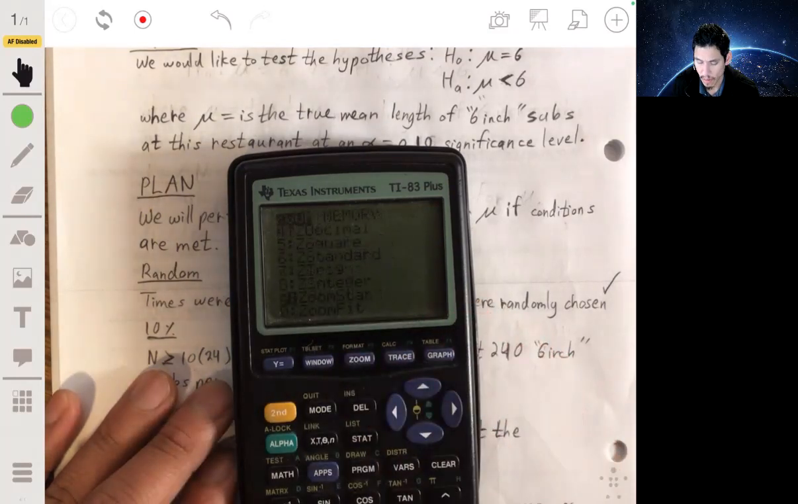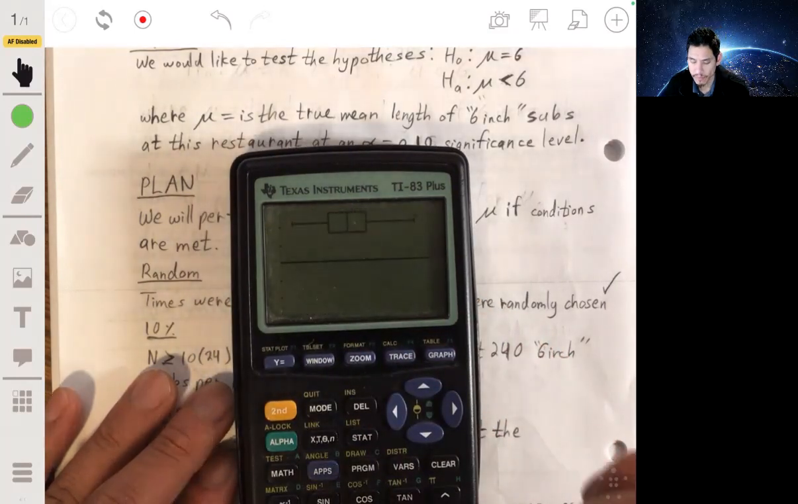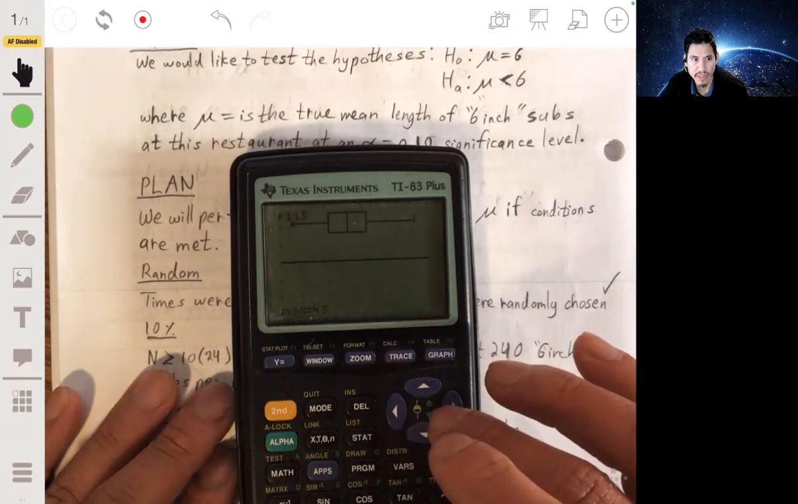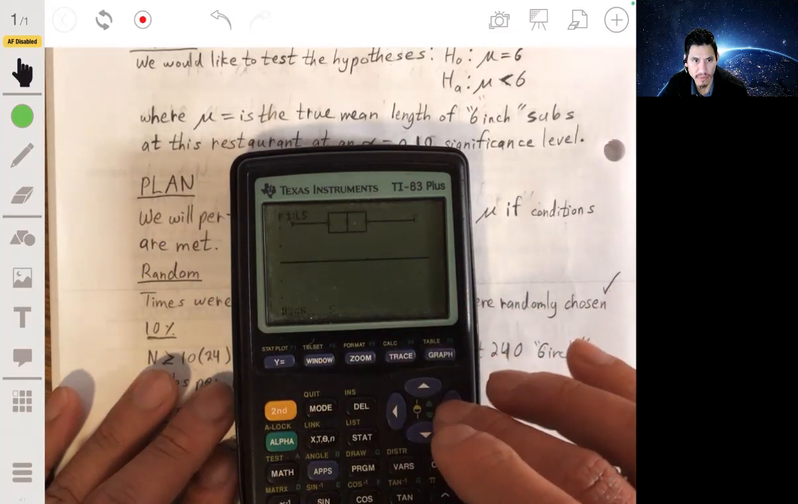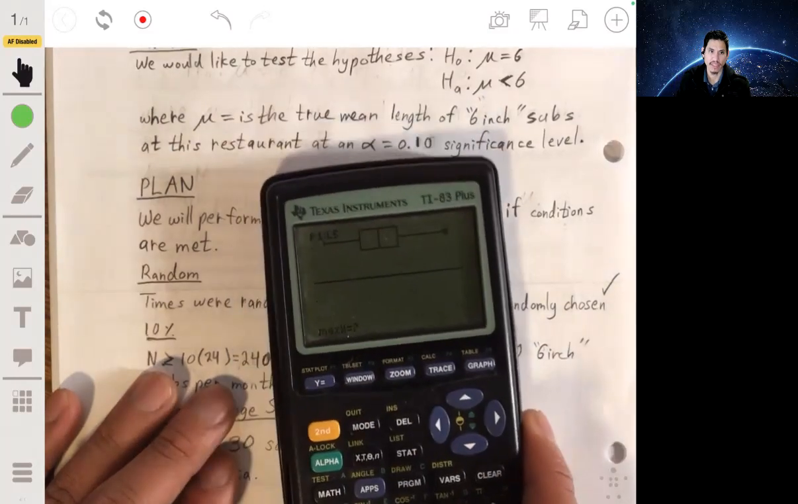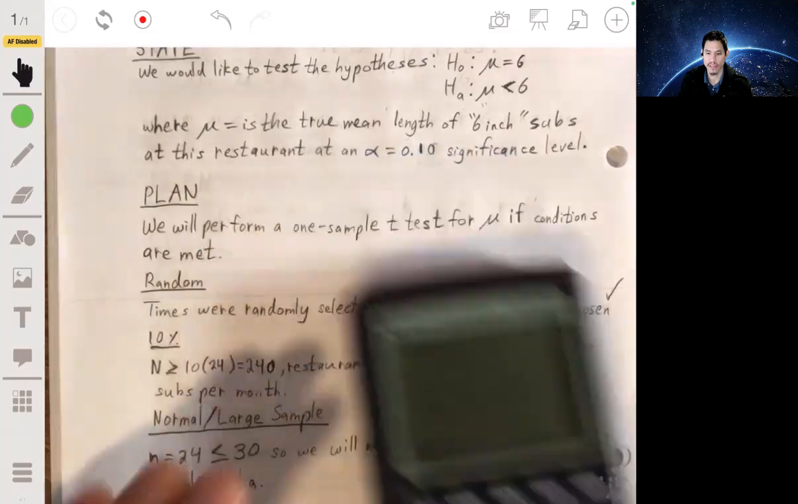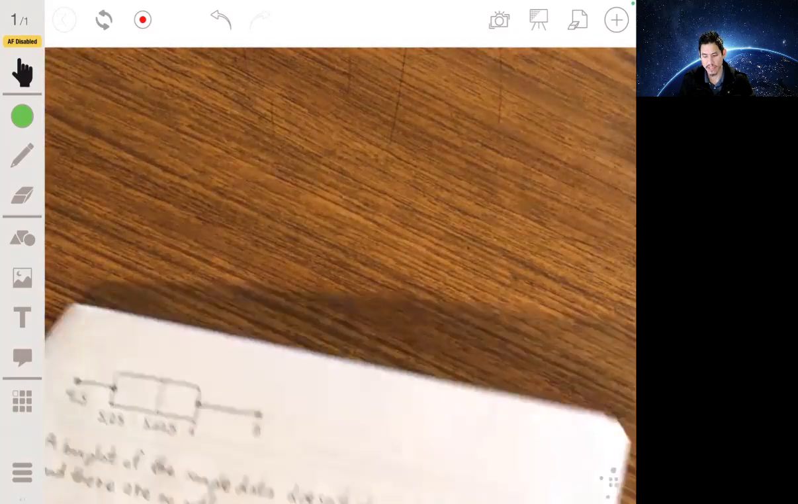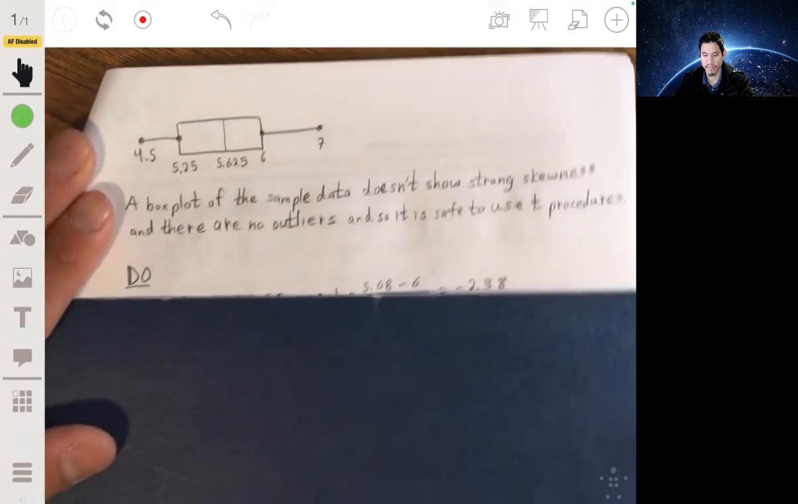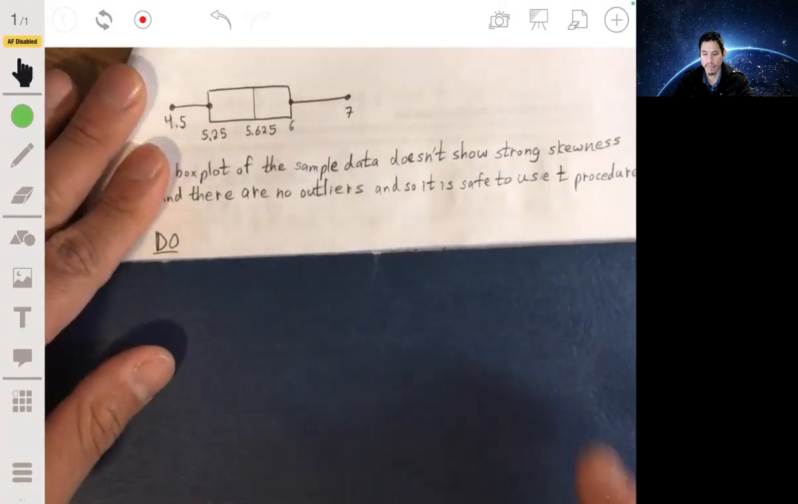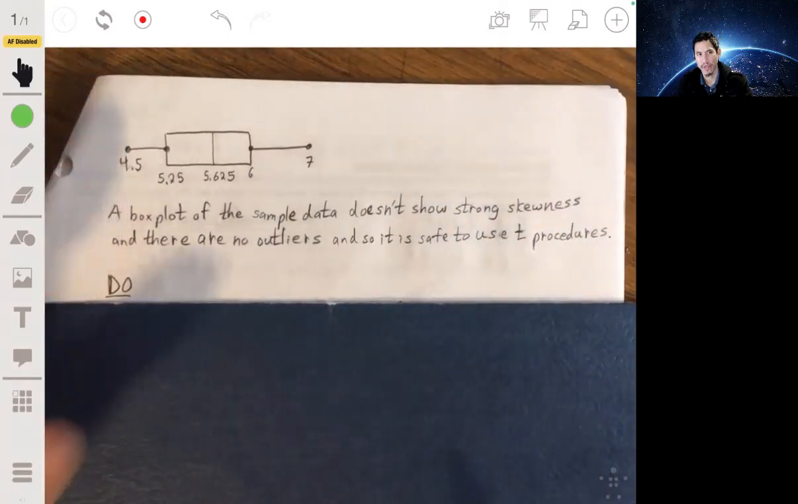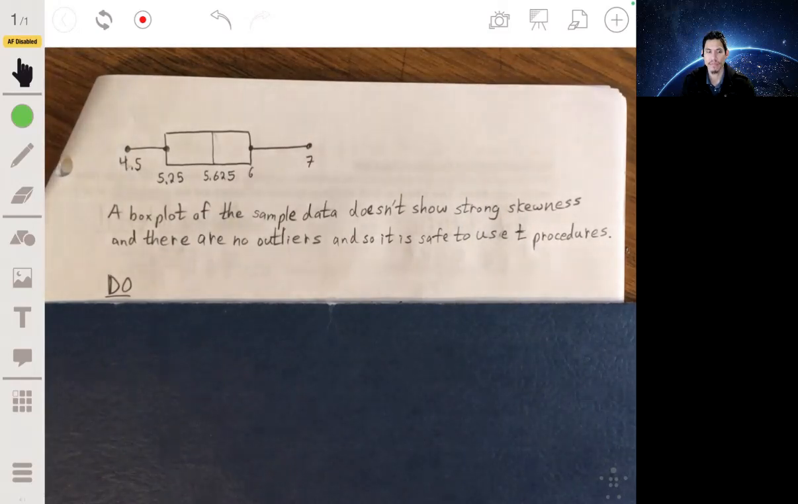Zoom stat. And there we go. I like to hit trace, so then you can see the exact 5 numbers on the box plot. So then we draw a sketch. And you can see there's no outliers and no extreme skewness on this, so it's safe to continue. So just draw a sketch, at least. And again, I usually advise box plots. I think they're the best, but you can use dot plots or whatever.